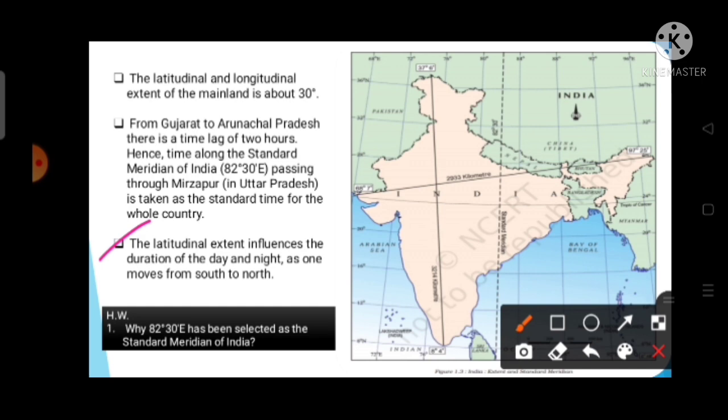Here is a question as your homework. You have to give the answer in the comment section. I will tell the answer in my next video. Why has 82 degree 30 minute east been selected as the standard meridian of India?